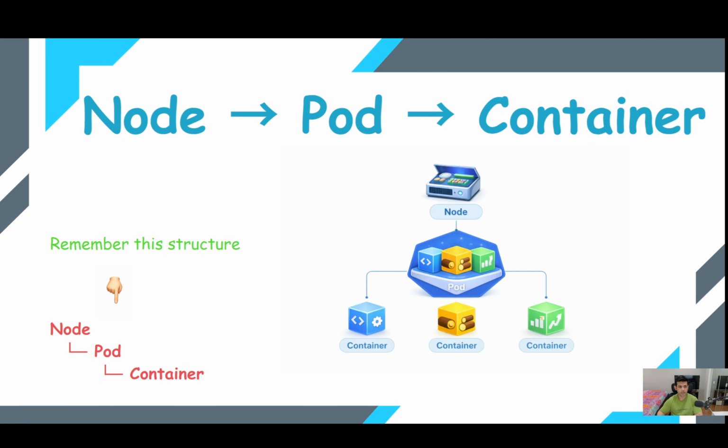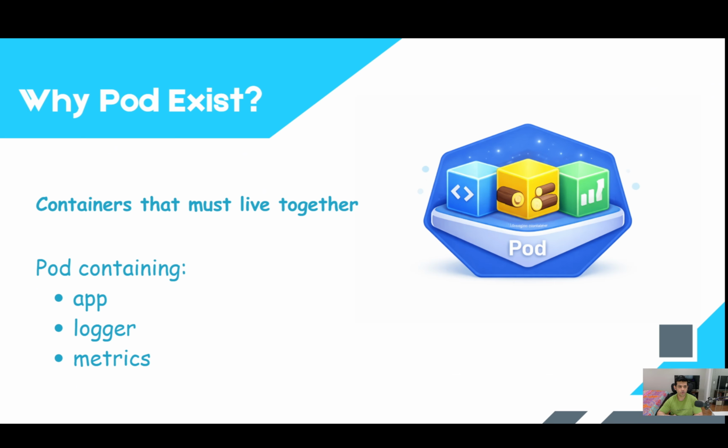You might be wondering why pods exist. Now the obvious question is, why not just run containers directly on nodes? Why introduce pods? This is because Kubernetes needs a way to group containers that must work together. For example, your application container, a logging container, a monitoring container. All these three containers must start together, stop together, live together, and share a network. Pods make that possible. That's why pods exist.